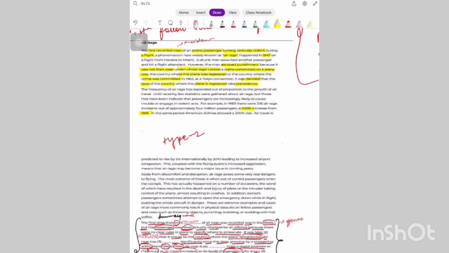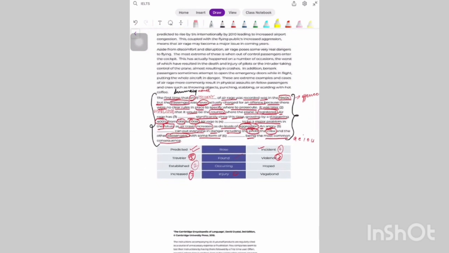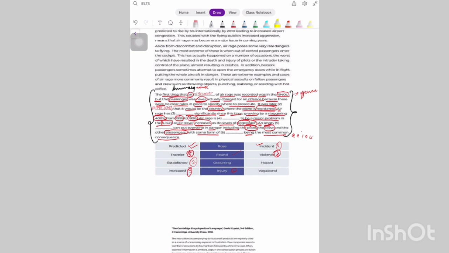For example, in 1983, there were 226 air rage incidents out of approximately 4 million passengers, a 400% increase. Here is your answer from 1995. So answer number 3 is increase. That is correct. Air rage has increased. You yourself look for the synonyms, right?